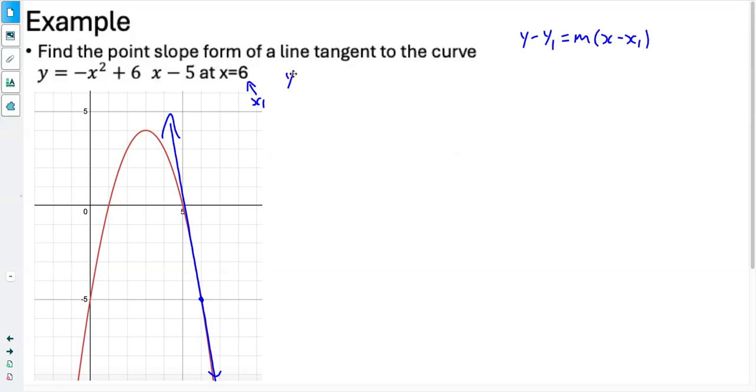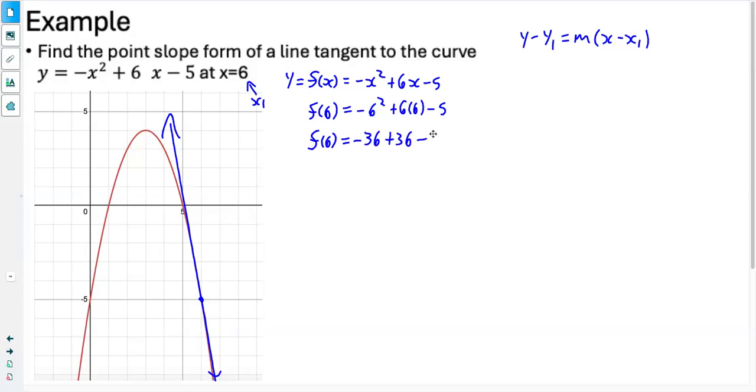Now we have y equals, which can be the same as writing f of x. So that's negative x squared plus 6x minus 5. We want to solve for this y1. We're looking for what our y value is when x equals 6. So we want to solve for f of 6. So we've got negative 6 squared plus 6 times 6 minus 5. That gives us f of 6 is negative 36 plus 36 minus 5. So we know f of 6 is negative 5, and we know that's our y1. We now have two of the three variables that we want before we write our equation. And we can also see this matches what our graph shows.